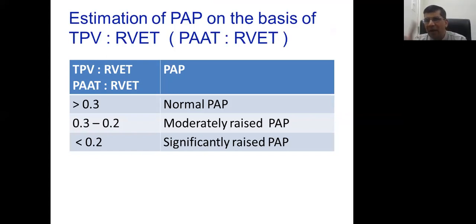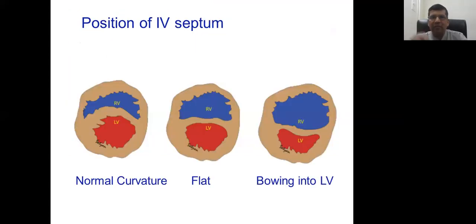So I told you the PAT or TPV. The second method is the PAT versus RVET ratio. The third method is the septal position. For this septal position, you need to look at the short axis papillary muscle view at the end of systole. Normally you see a nice normal curvature. This is the normal curvature of the septum.